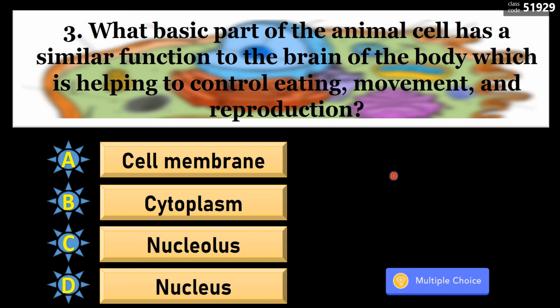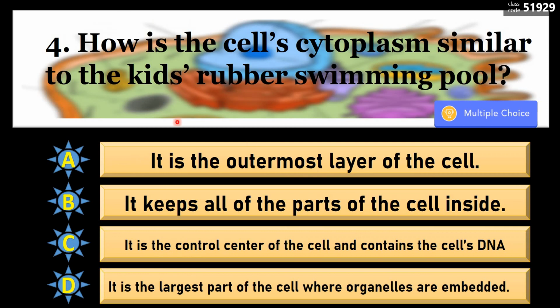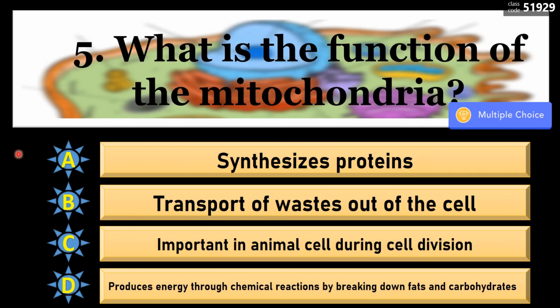And for number 3, what basic part of animal cell has a similar function to the brain of the body, which is helping to control eating, movement, and reproduction? Very good. That is nucleus. Let's have number 4. How is the cell cytoplasm similar to the kid's rubber swimming pool? Very good. It's letter D. It is the largest part of the cell where organelles are embedded. How about number 5? What is the function of mitochondria? Yes, that is correct. Letter D produces energy through chemical reactions by breaking down fats and carbohydrates.